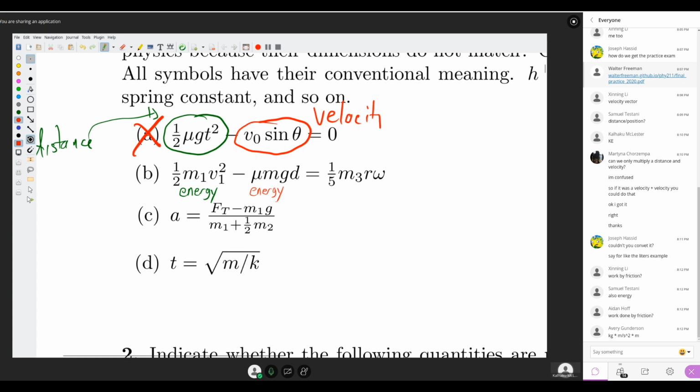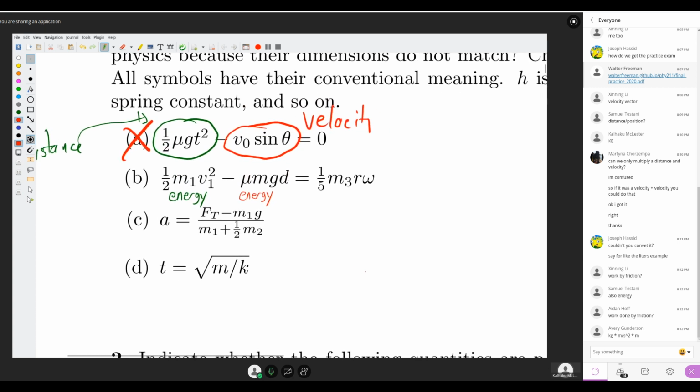Okay, what about this thing on the right? Yeah, so Avery has done all the units. That's kilograms times meters per second times meters, which is kilograms meters squared per second squared, which is an energy. What about that term on the right? Is it also an energy?